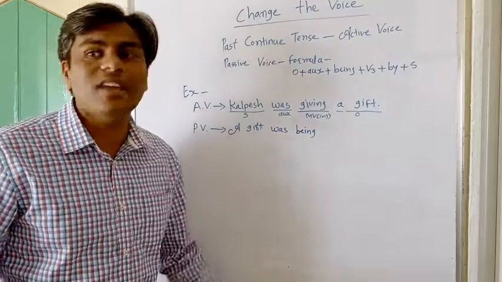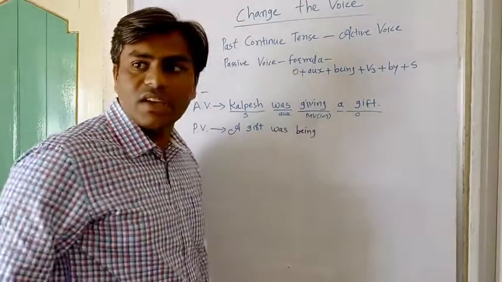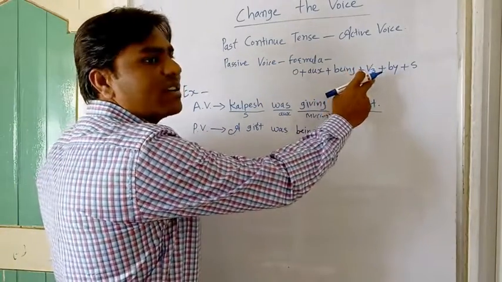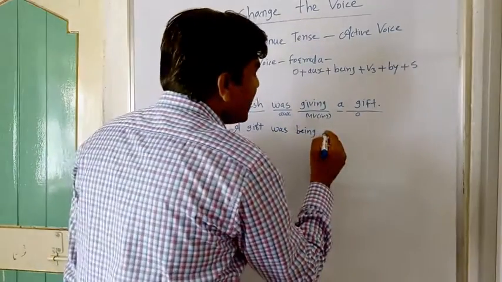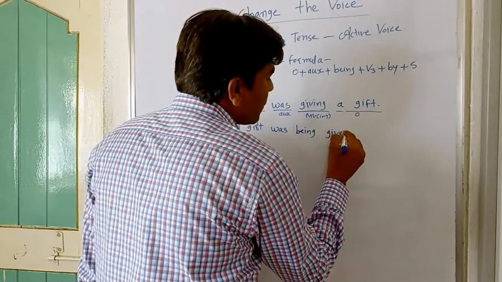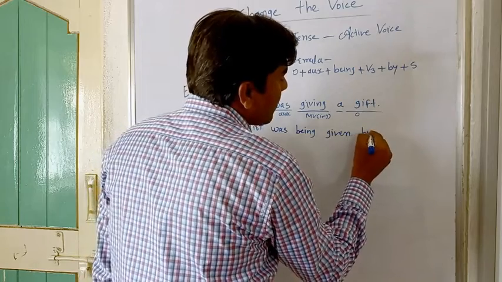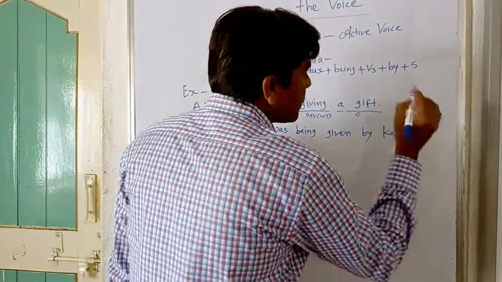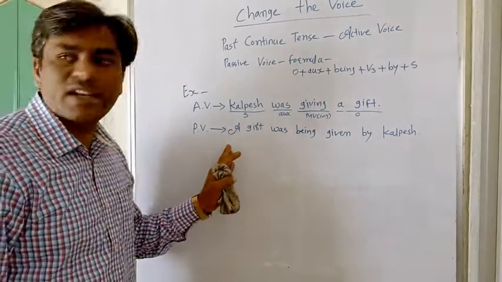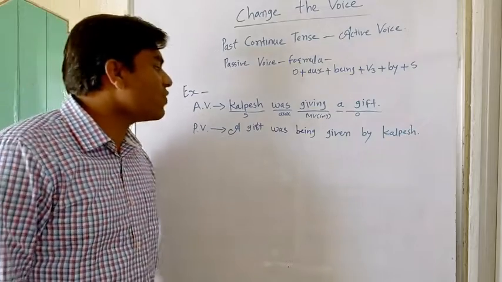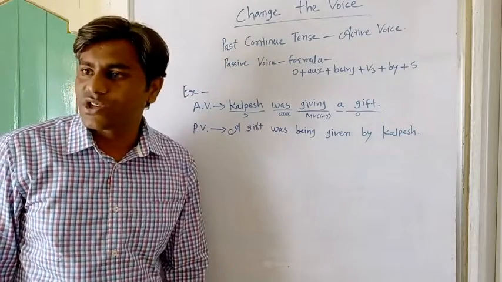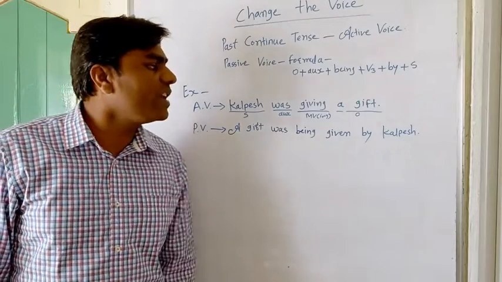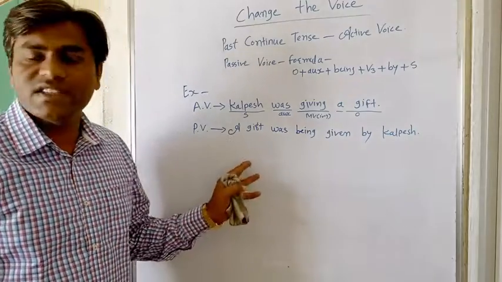Now, a gift was being. Here is giving. So we have to write its third form because it is here in the formula. So we can write here given, given by Kalpesh. Okay? So the passive sentence is like this: a gift was being given by Kalpesh. Active voice was Kalpesh was giving a gift, and a gift was being given by Kalpesh. So it is the passive voice.